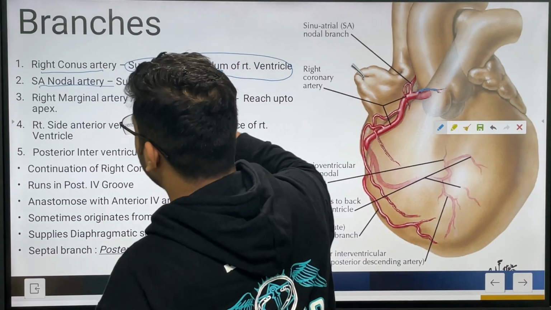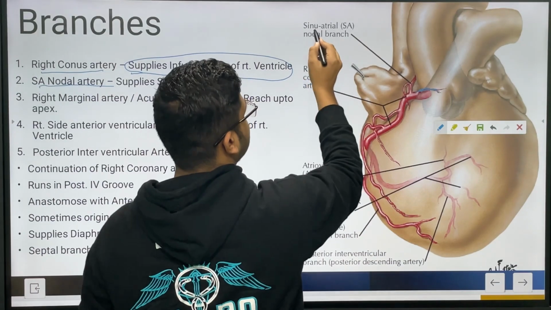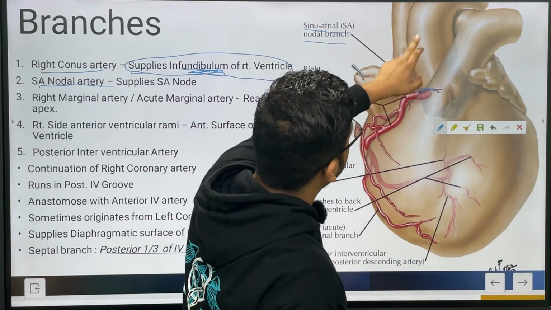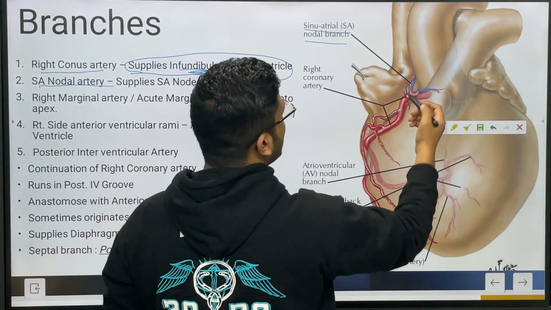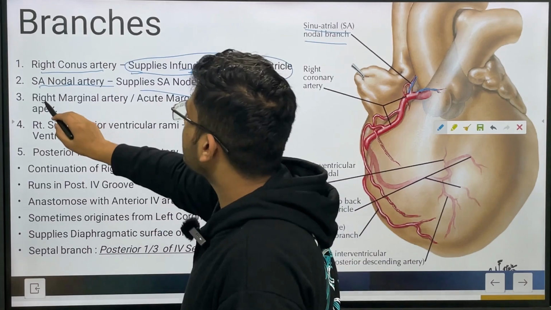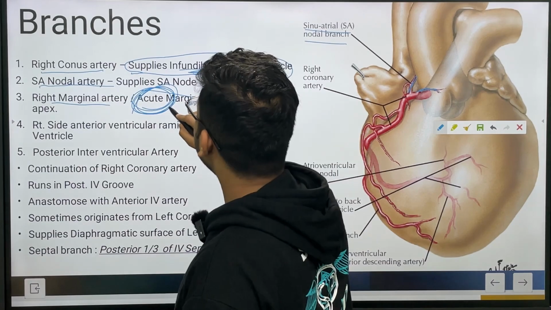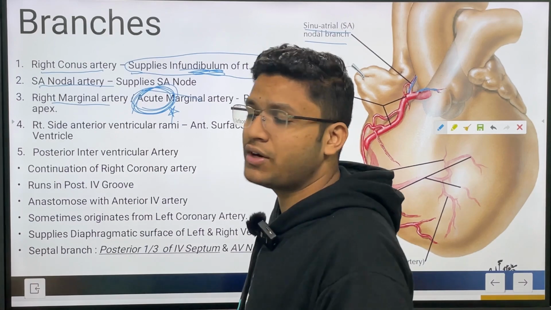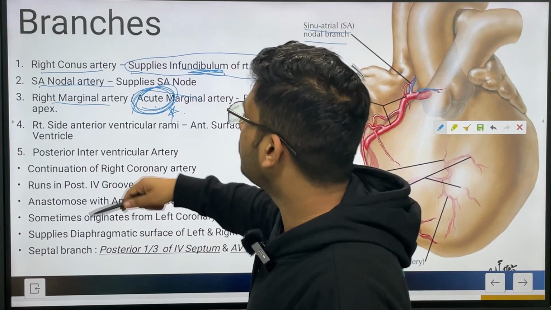Next is your SA nodal artery, the sinoatrial nodal artery. The artery you can see going in between the aorta and your auricle is supplying your SA node. The next one is the right marginal artery, which is also known as the acute marginal artery. Very important, because we will discuss later there is also an obtuse marginal artery. So keep in mind it's the acute marginal artery which reaches up to the apex.